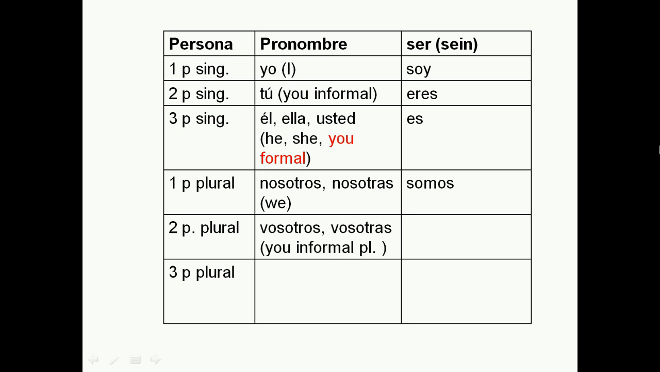The same applies to vosotros. Vosotros is the plural of tú, and it is used only in Spain. It is to talk to several people that we treat informally. In Latin America, we use ustedes to talk to people in the plural formally and informally. Vosotros is for masculine and mixed, and vosotras only for feminine. Vosotros sois.